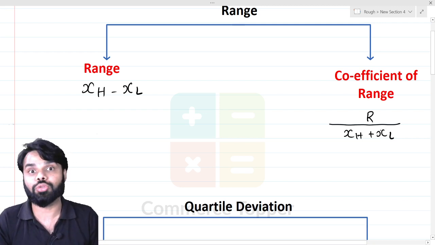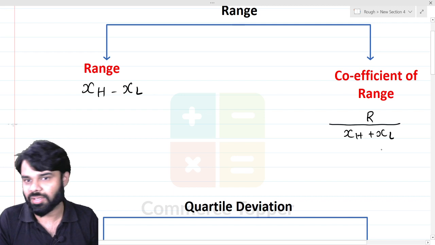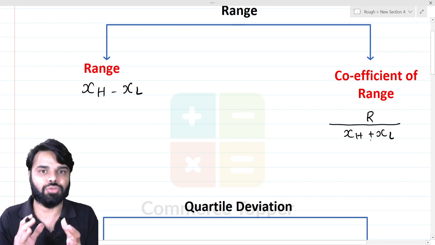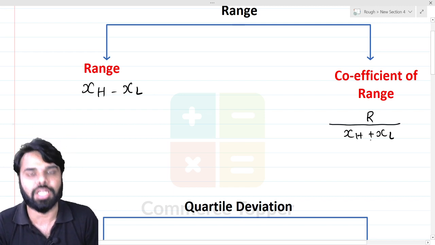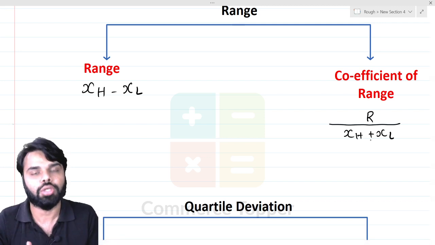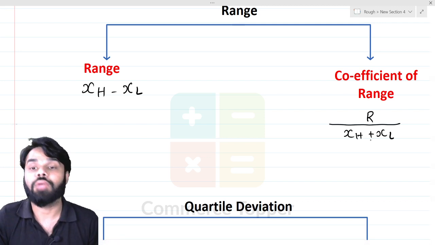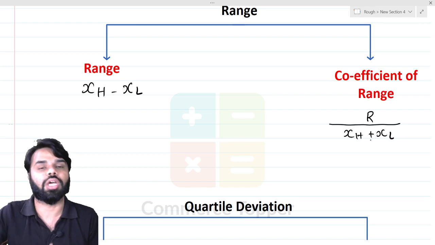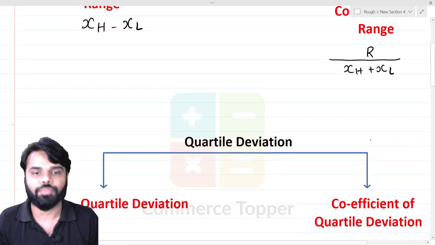What doubts are you having? Sir, there is a confusion between minus and plus. Whenever you are calculating range, whenever you are calculating deviation, there will always be minus. Whenever you are calculating a coefficient, there will always be plus in the denominator.